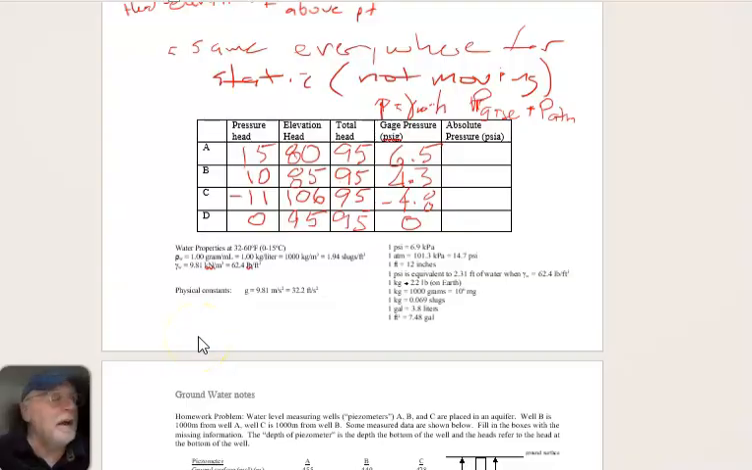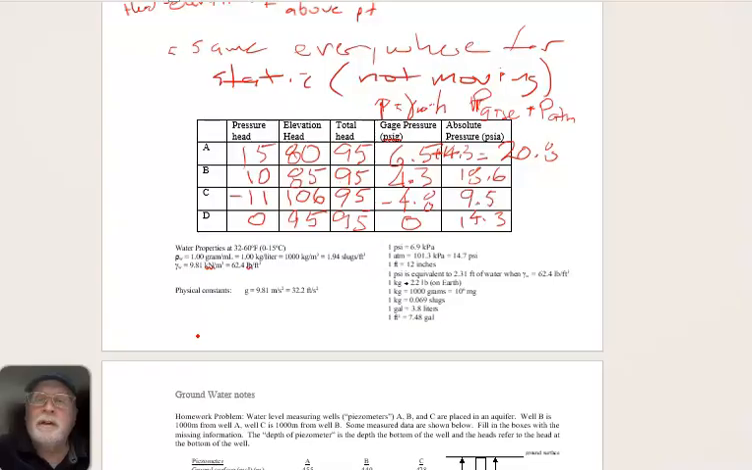So if I add 6.5 plus 14.3, that equals 20.8. And this one is 18.6. And this one is 0 plus 14.3, which is 14.3. This one, minus 4.8 plus 14.3, you get 9.5. So it's less than atmospheric pressure.